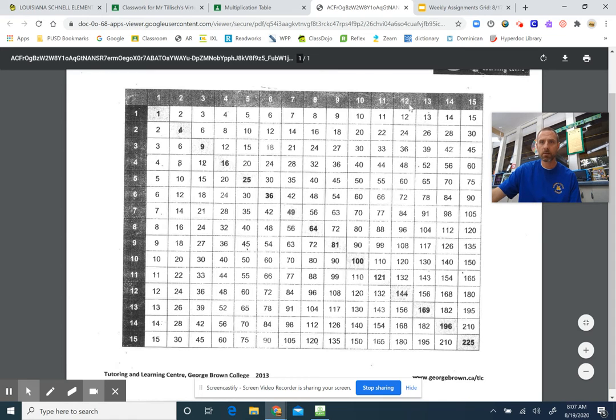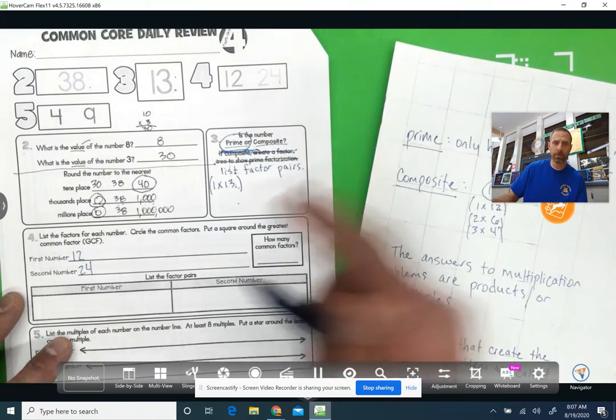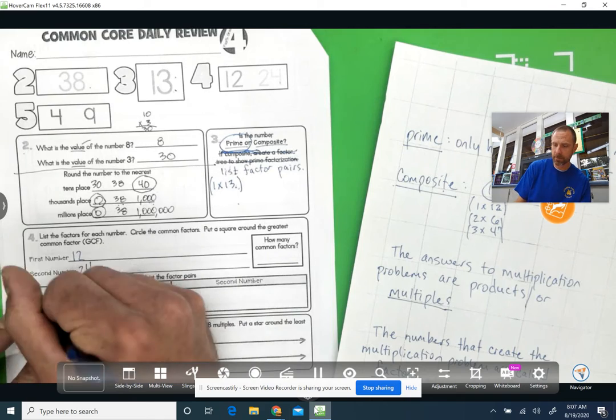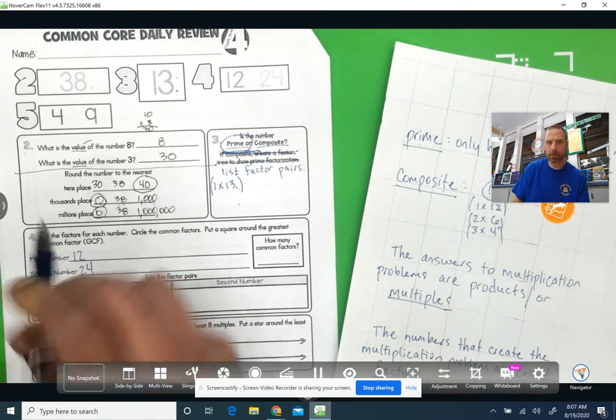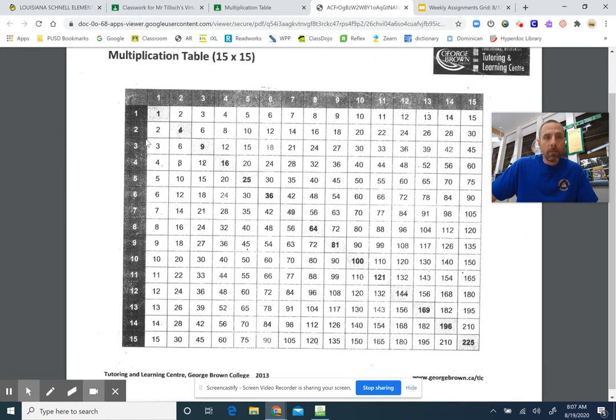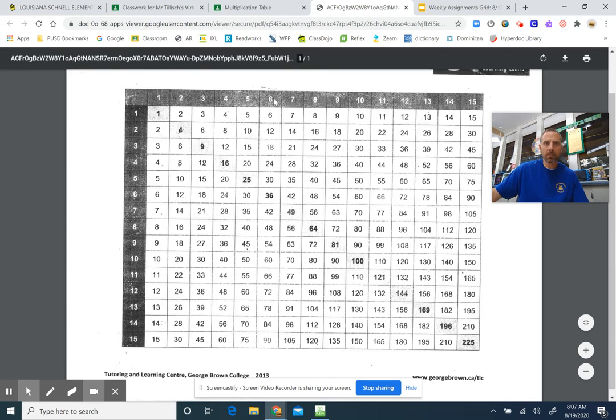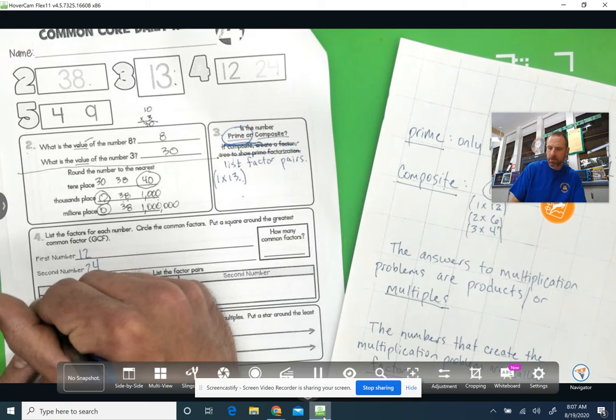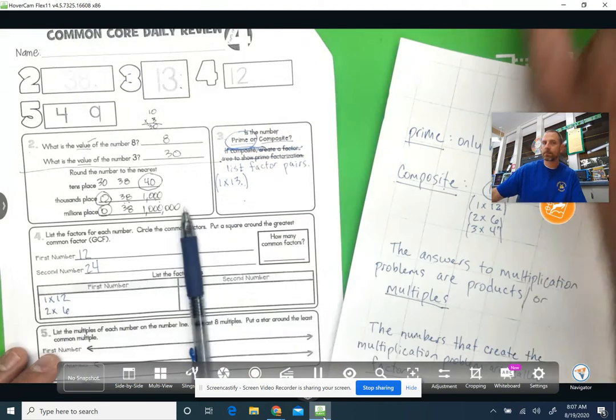1 times 12 equals 12. I can write down that factor pair. And where are you going to put that factor pair? You're going to put it in this box here where it says list factor pairs. 1 times 12. Then I'm going to go back to my multiplication table, along the second row, the row that has all of the multiples of 2. And I'm going to go, and go. Oh, boom, there's a number 12. 2 times 6 is 12. My second factor pair that I'm going to list is 2 times 6.